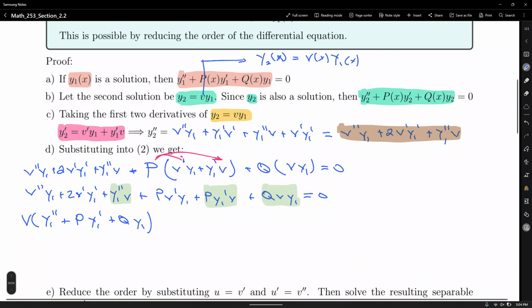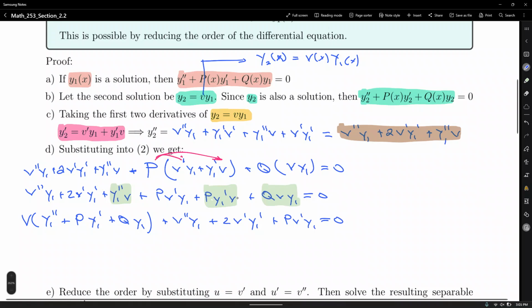Then let me just rewrite everything else we're left with. That is plus v double prime y sub 1 plus 2 v prime y sub 1 prime plus p v prime y sub 1, and I believe that's it. Let's keep writing everything equal to 0.